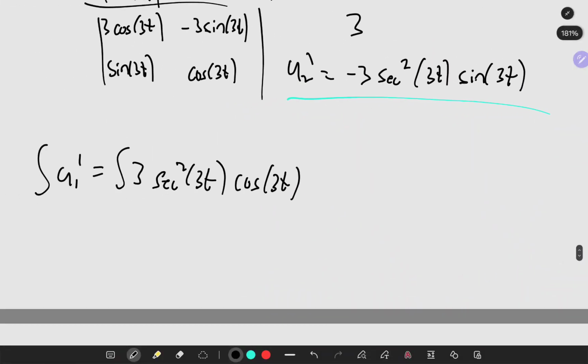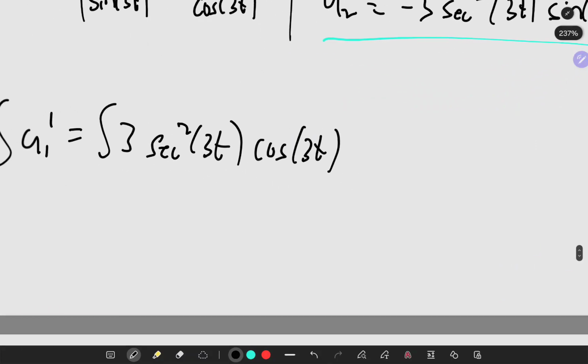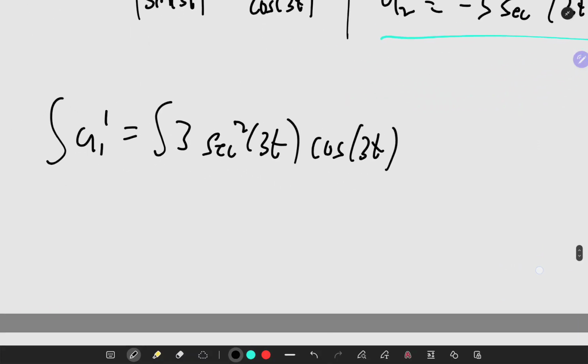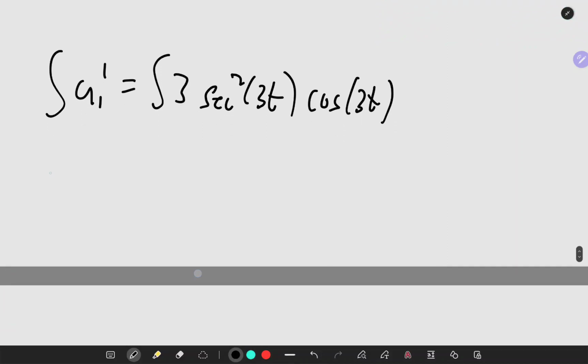If we're integrating this, we're going to have to... Well, actually, no, you can simplify this one nicely. So this is u1 prime. u1 is equal to, take out the 3, the integral of this, 1 over cosine. 1 over cosine is secant, right? So then cosine is 1 over secant.